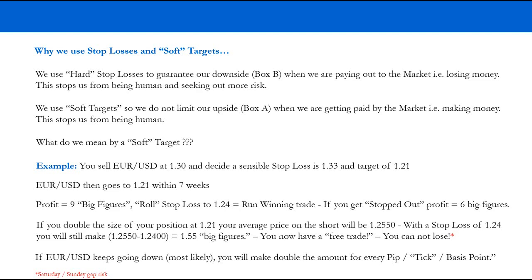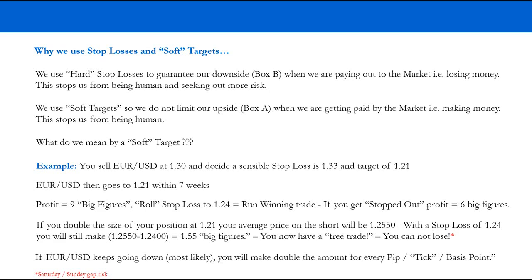And the same on shorts. If you short an asset at 100 and you enter a hard stop loss to guarantee your downside, where if the asset trades at 108, for example, you trade out automatically. You pull from box B. So when you're paying out to the market and losing money, it guarantees what your loss is, so you know before you enter the trade what your maximum loss is going to be. So what your tolerance for a loss is, and it stops you from being human.